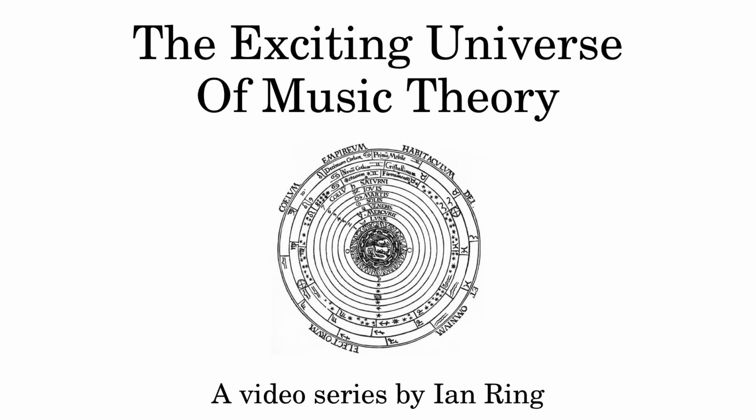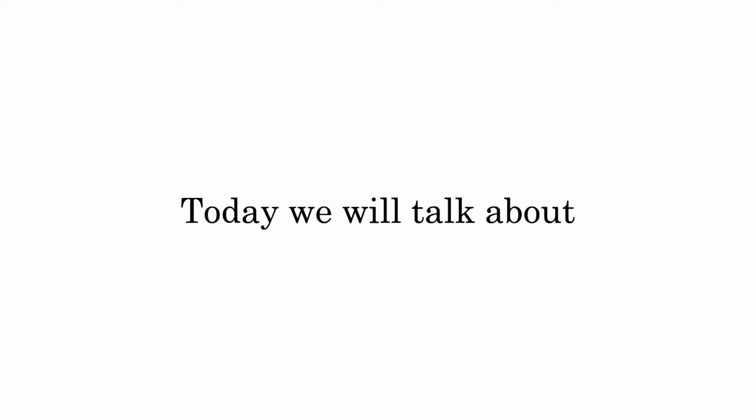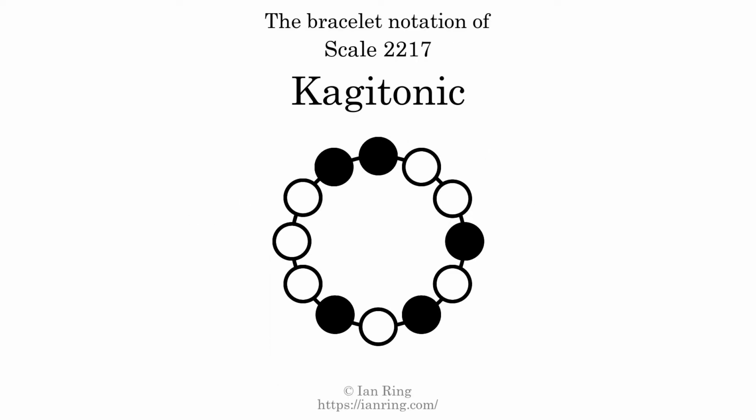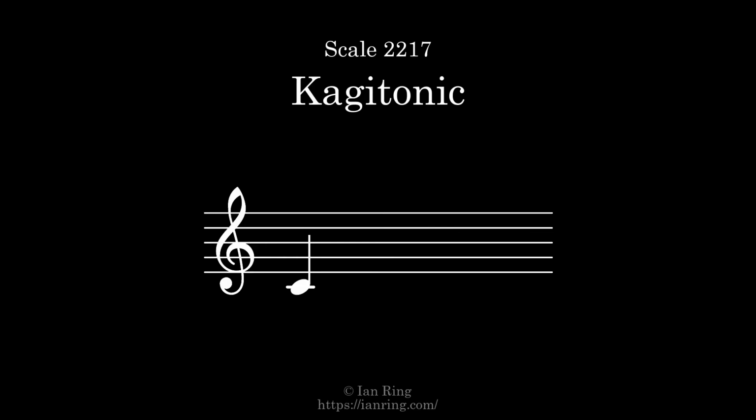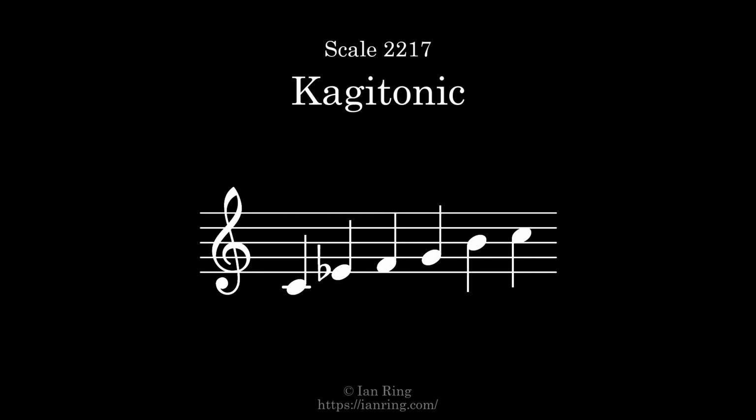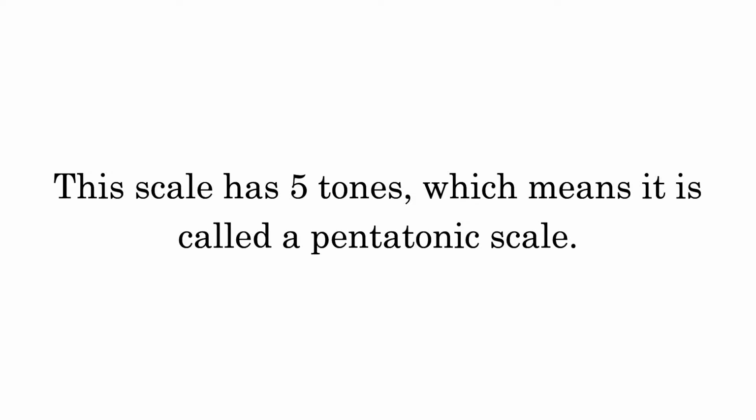Welcome to the exciting universe of music theory. Are you ready to learn? Then let's begin. Today we will talk about Scale 2217, Kagitonic, which sounds like this. This scale has 5 tones, which means it is called a pentatonic scale.